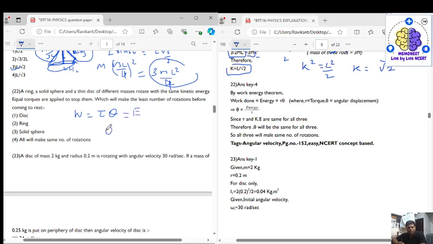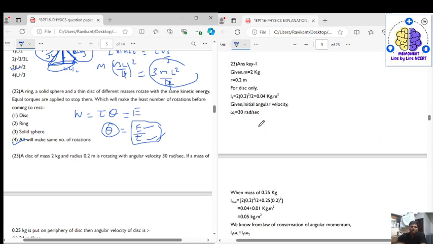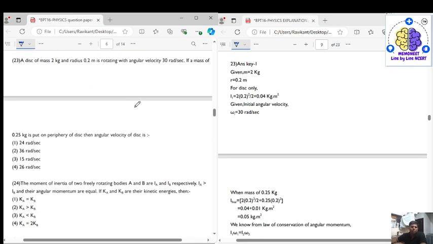right? So from here we can say that theta is equal to E upon tau. Now for all the three shapes, E and tau are the same. So if E and tau are the same, theta will also be the same. So for all the three, theta is the same. So the correct answer will be option 4, that is all will make the same number of rotations. Why? Because theta is equal to E upon tau, and E and tau are the same for all the three bodies. So all the three bodies will make the same number of rotations. Now coming to question number 23.